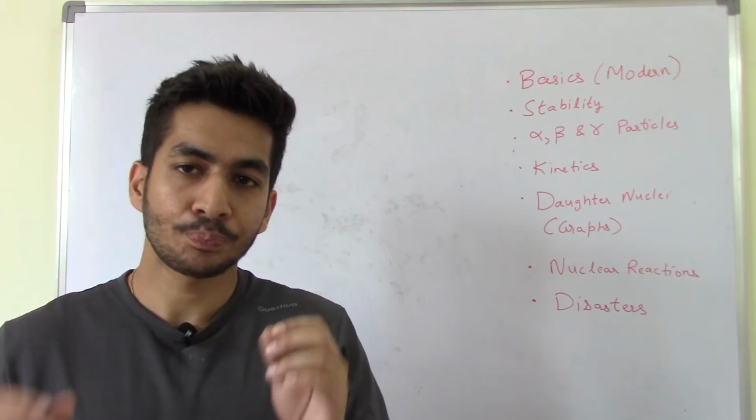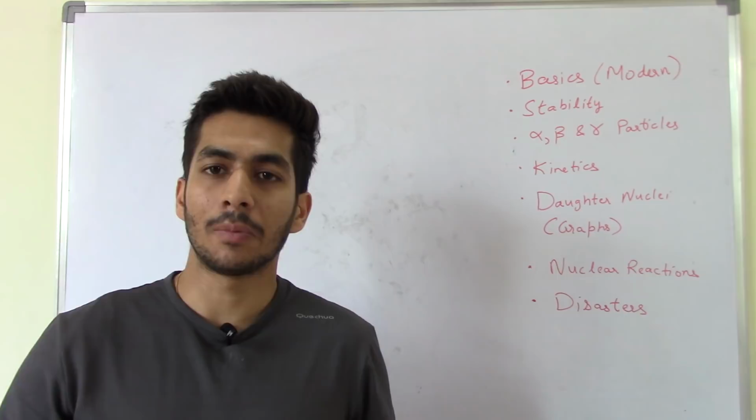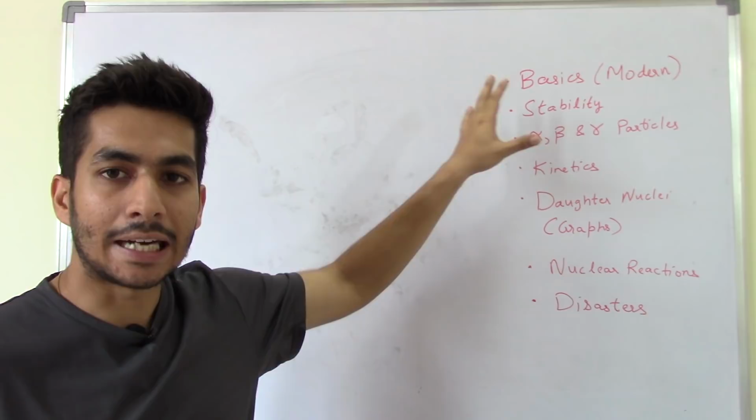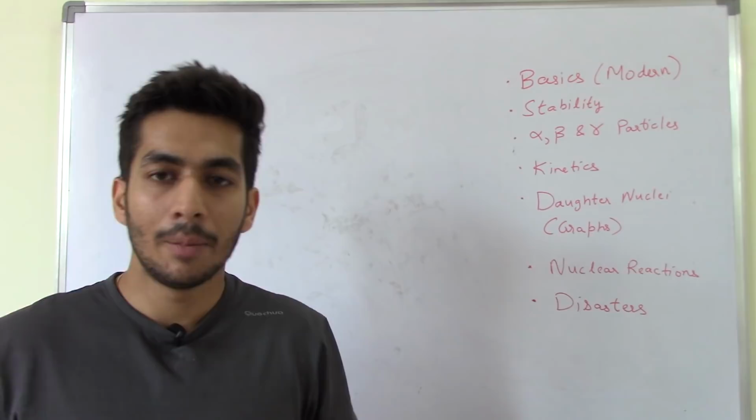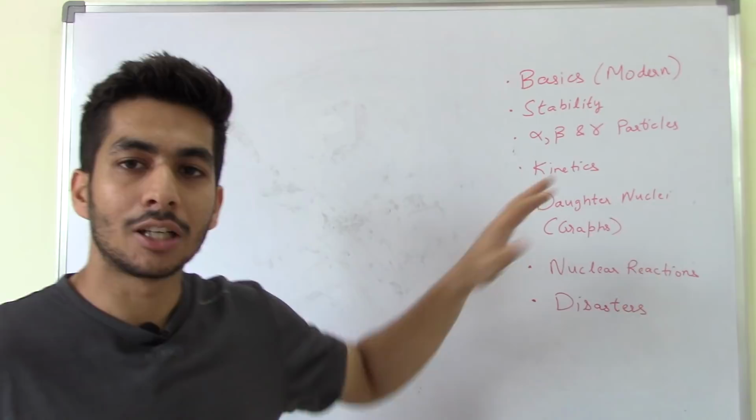So I'm going to tell you what we are going to discuss in the coming few lectures on nuclear chemistry. We are going to talk about the basics and the modern things that are happening currently in nuclear chemistry. What's the scenario, right? Then we are going to talk about nuclear stability: what kind of nuclei are stable, what are unstable, because these are also examiners' favorite questions. Then we are going to talk about alpha, beta and gamma particles. This is a very important topic. We are going to talk about their properties as well.